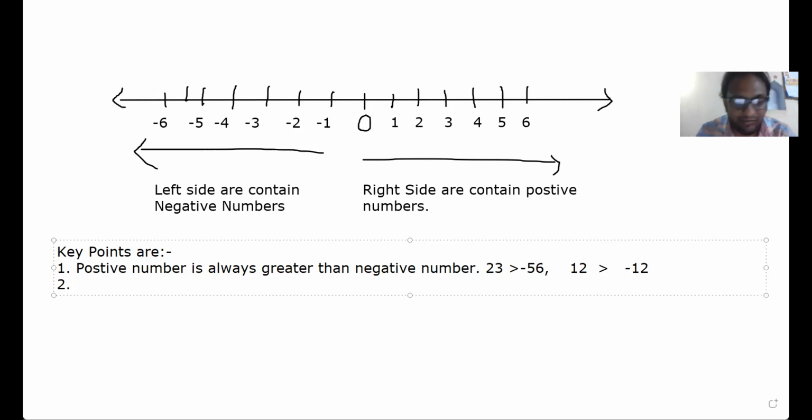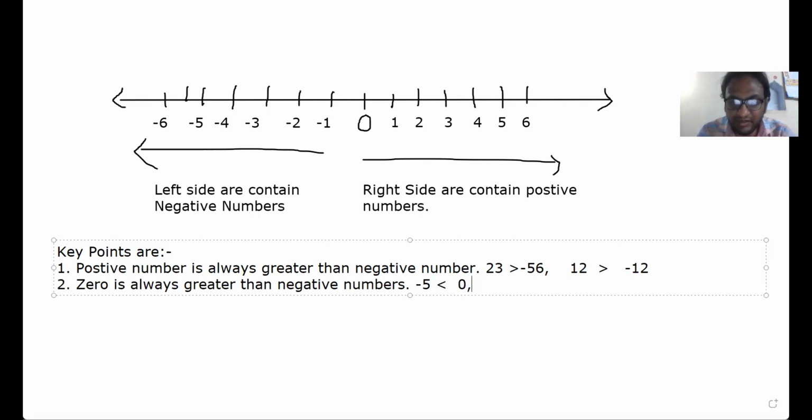The second point is, zero is always greater than negative numbers. Always remember that zero is always greater than a negative number. Suppose two numbers are minus 5 and zero. Which number is greater? You can easily understand that zero is always greater than a negative number. So in this case, zero is greater.